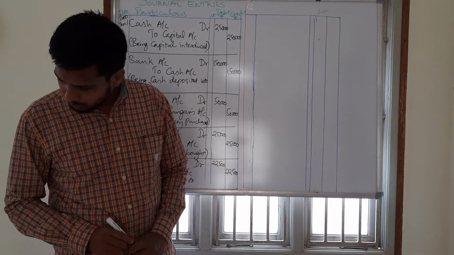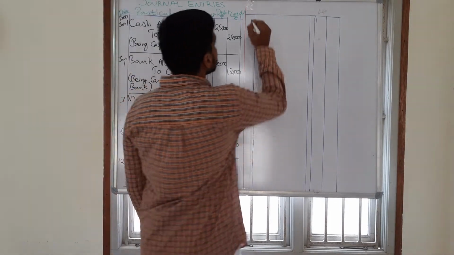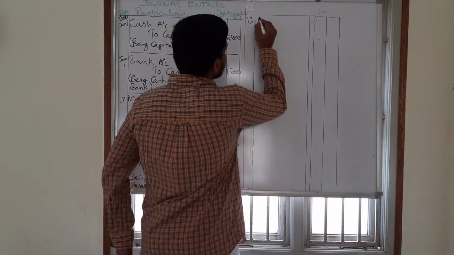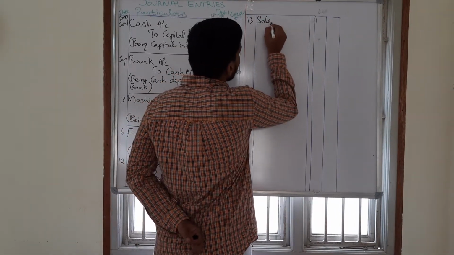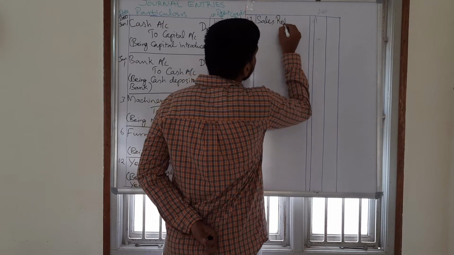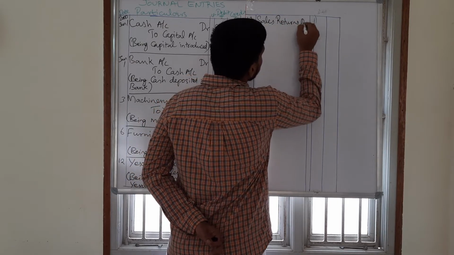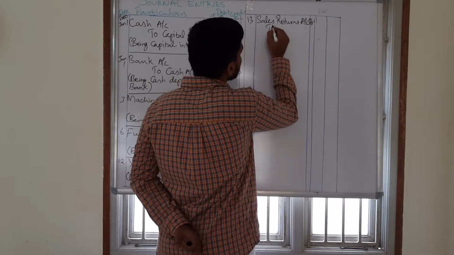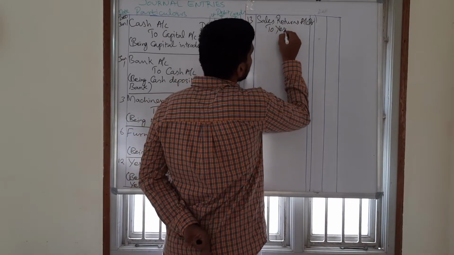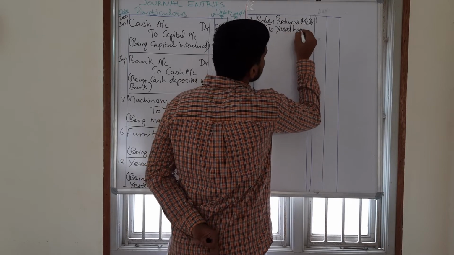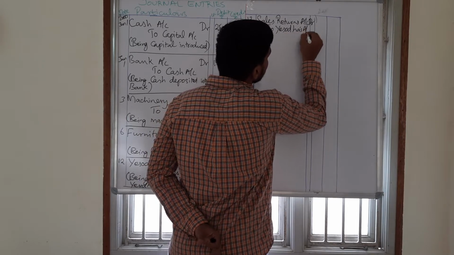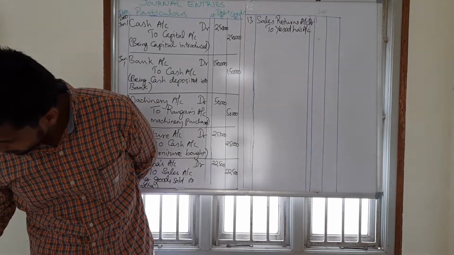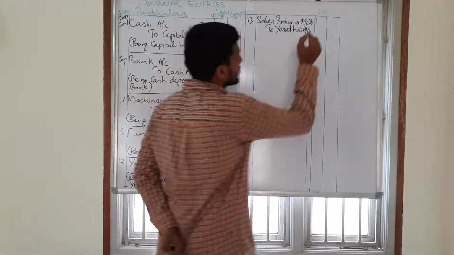Date of the transaction 13. Here sales returns account debit to Yashoda's account. How much worth of goods are returned? 2,500.